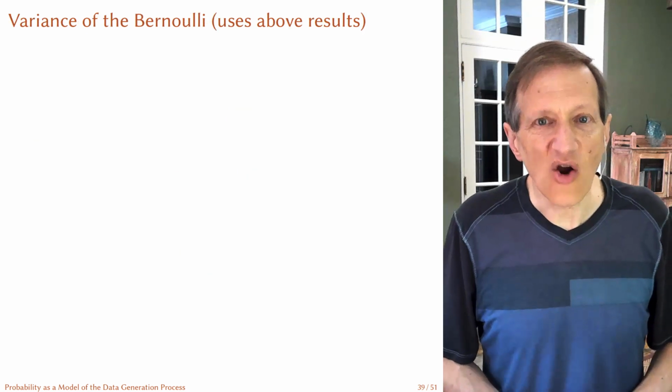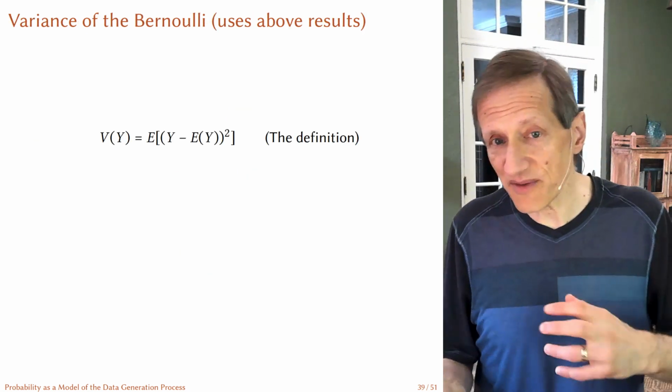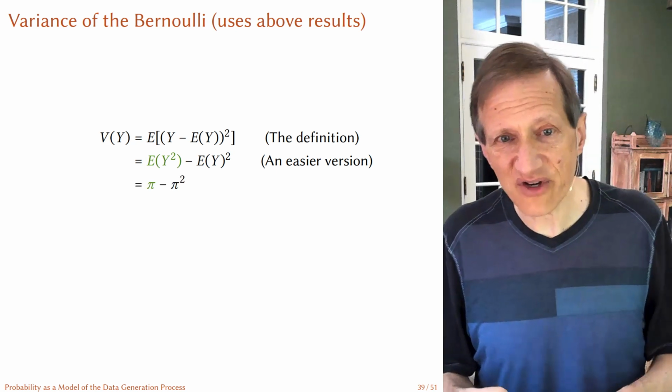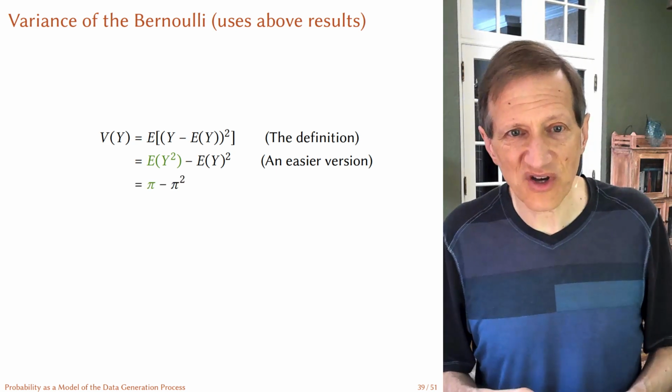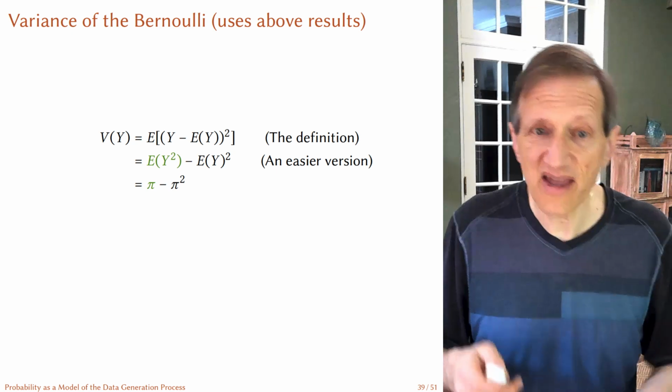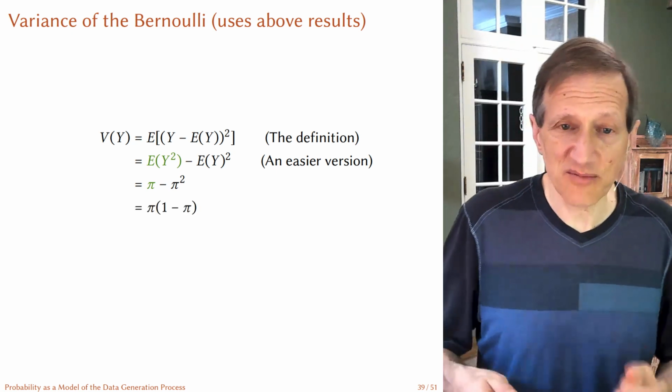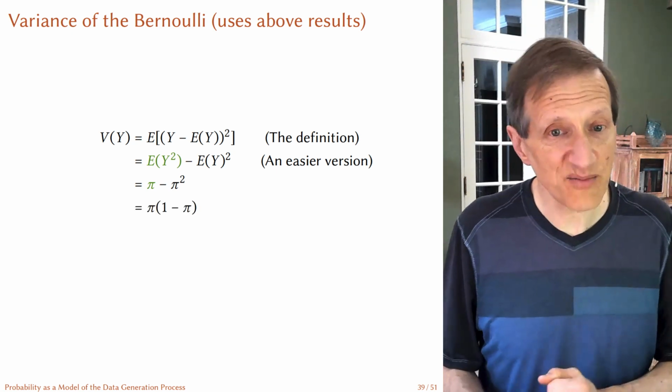Okay. All right, so now we're going to use the above results. We're going to put them together. That's the definition. That's the easier version. We now know what each of the parts are. So the variance of y is equal to pi minus pi squared. Put them together. It's pi times 1 minus pi.